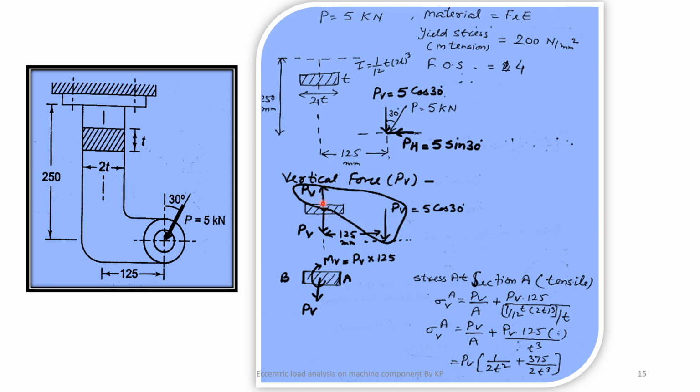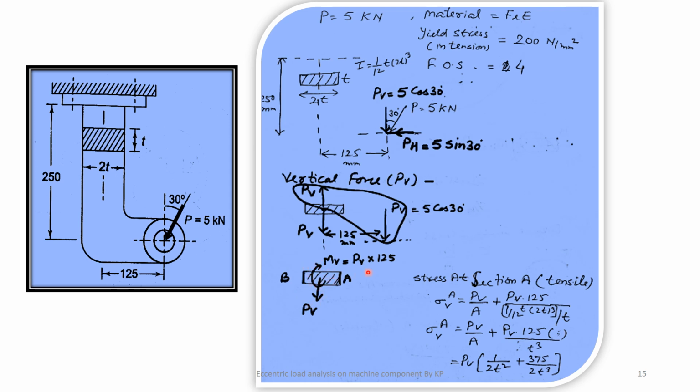So again we apply two forces here whose value is equal to PV. This value is PV acting in the down direction, and this is acting in the up direction. Now this PV vertical force and this other force PV will form a couple because these two forces are opposite and parallel to each other, and the distance between these two forces is 125. They will form a couple, and the sense of the couple is clockwise. So if we see the net effect of this vertical force of 5 cos 30, there is a tensile stress here because this load is acting in the down direction. So this is tensile in nature here, and there is a clockwise couple.